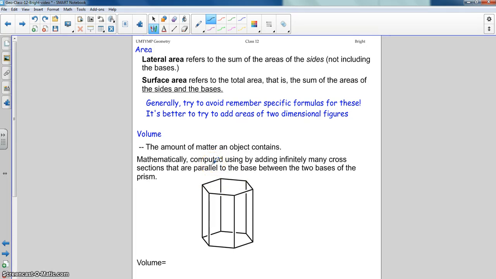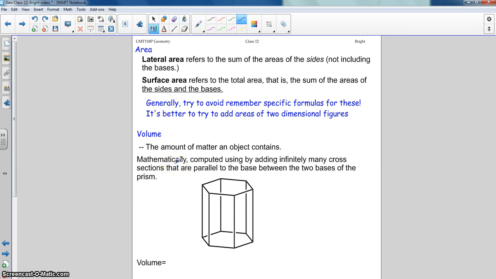Okay, but your book, I believe, lists the lateral area and surface area for a rectangular prism, right rectangular prism, and a cube. And the other number that we can typically compute with these three-dimensional solids is volume. And so this is by definition just the amount of matter an object contains. So now this is where some of the new stuff may come into play.